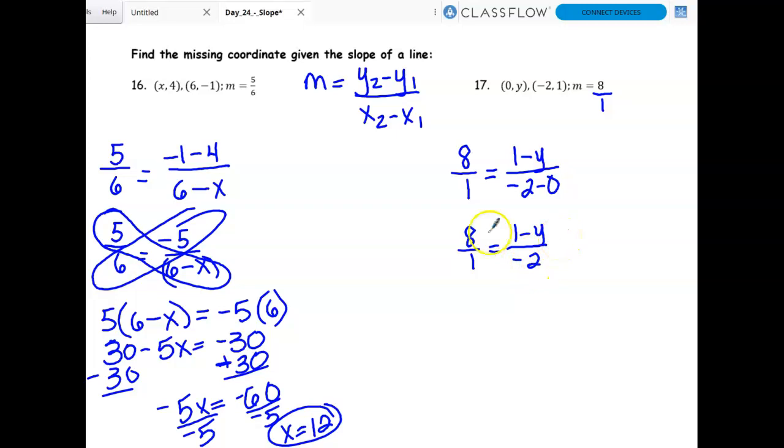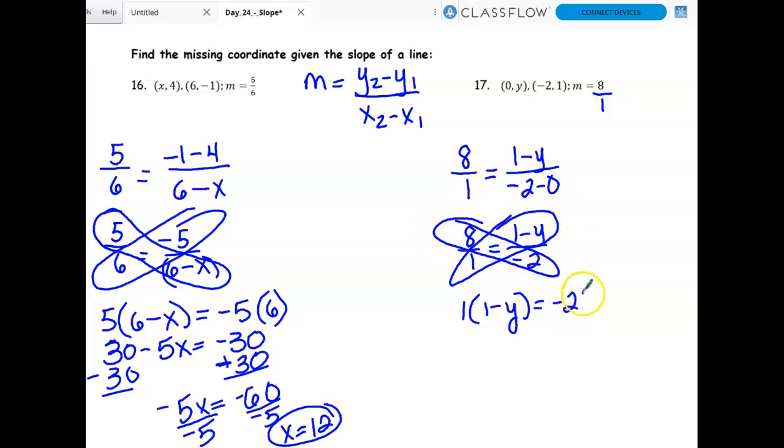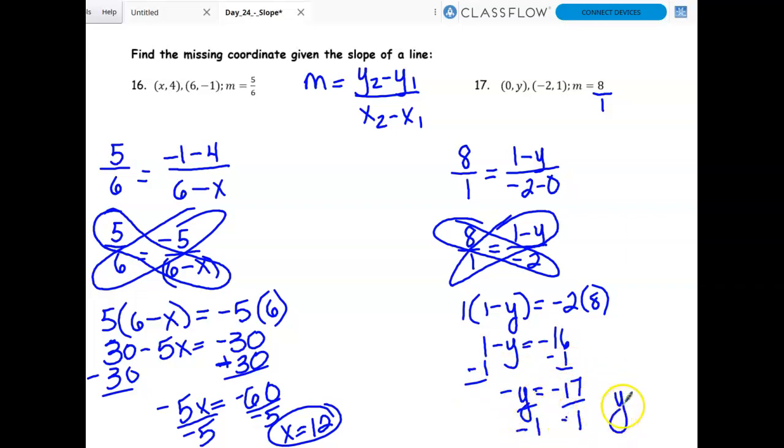I now set up my cross products. So in this case, 1 times 1 minus y is going to be equal to -2 times 8. So 1 minus y is equal to -16. And we're just going to subtract 1 from both sides. So -y is equal to -17, and we divide both sides by that -1, and we get a missing y value of +17.